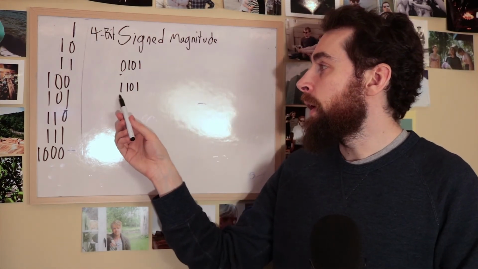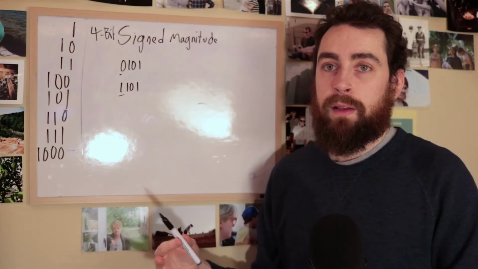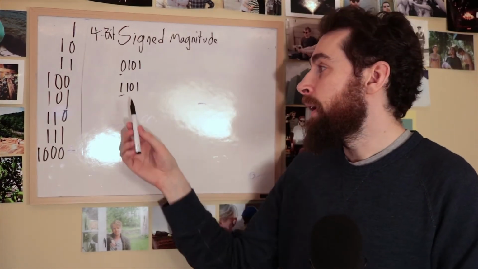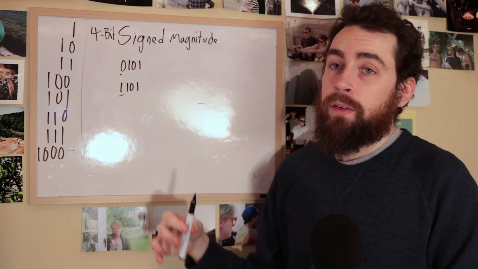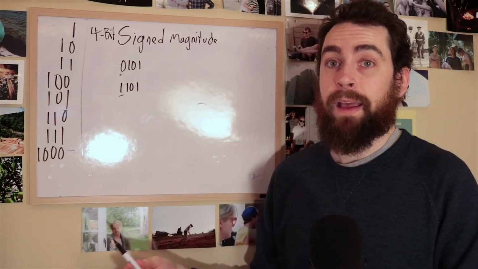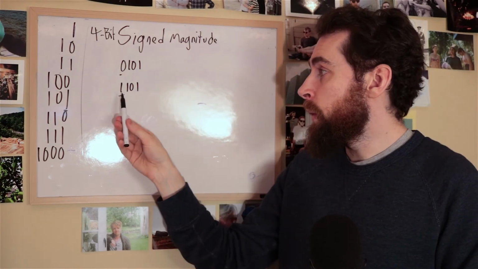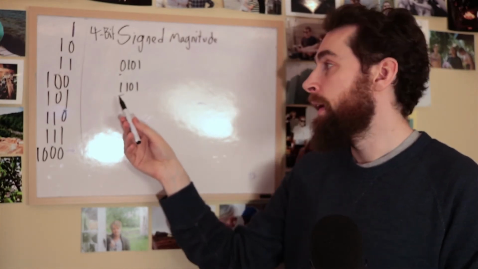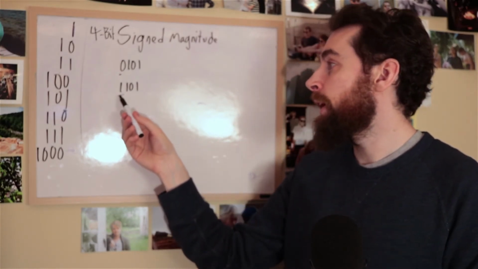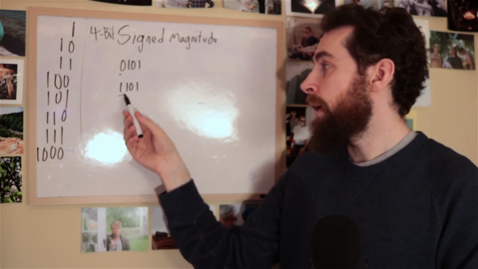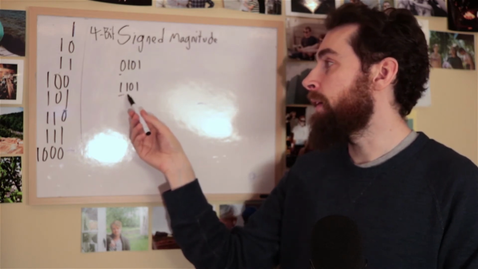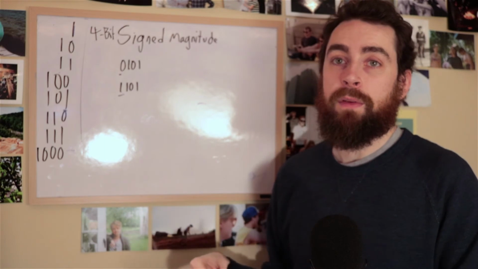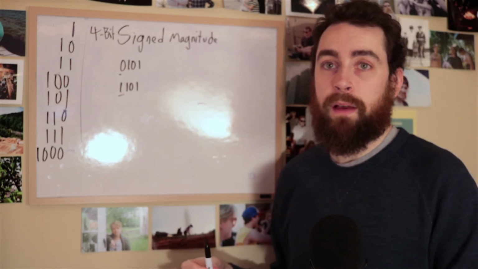Now the second number here, we have a 1 in the first bit, which means it's a negative number, and it's also 101. So that means that it's negative 5. Now, if you were to look at this number just as a standard unsigned binary number, you would say that number is 13. But since we're treating it as a signed magnitude number, that means that this 1 represents the sign, and then the last 3 bits represent the actual number itself.